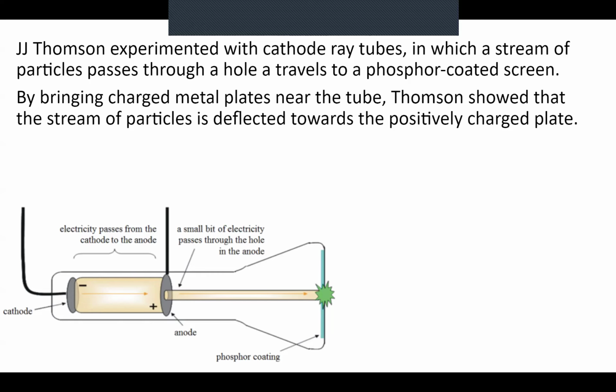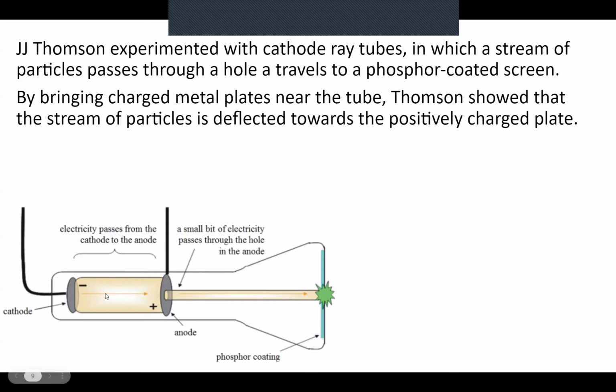And if you just send that stream of particles through the cathode ray tube, the phosphor coating, the screen on the other side of the hole, always lit up right opposite the hole that was cut into a disc that you could subject electric current to.